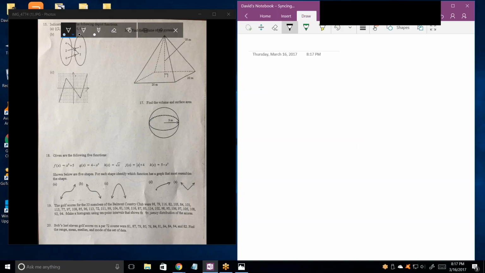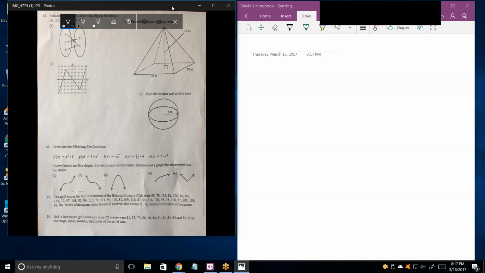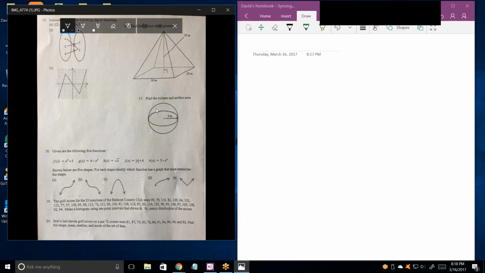It gives us 5 functions, and below are 5 shapes. Here, let me see if I can blow this up just a little. No, I can't even do that. Okay. Usually I can figure out how to zoom in and zoom out, but I can't on this one.